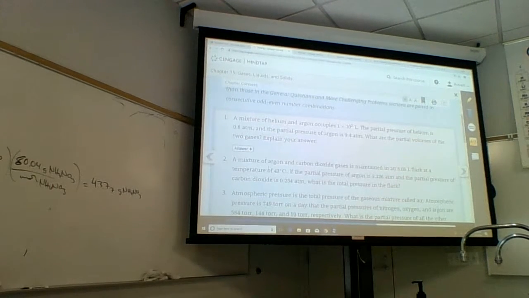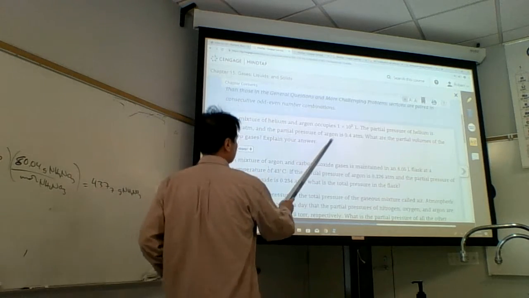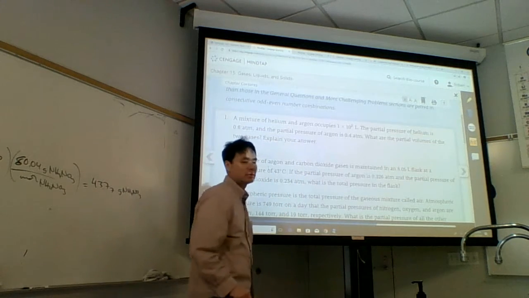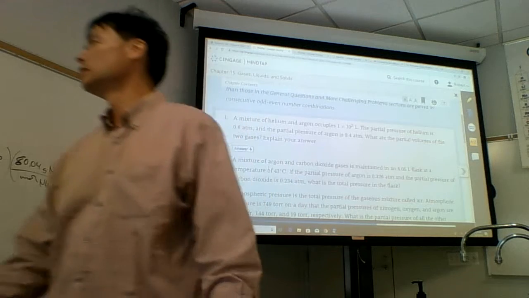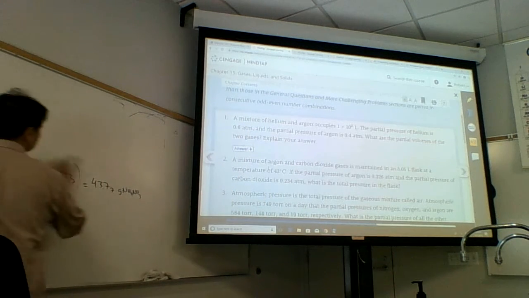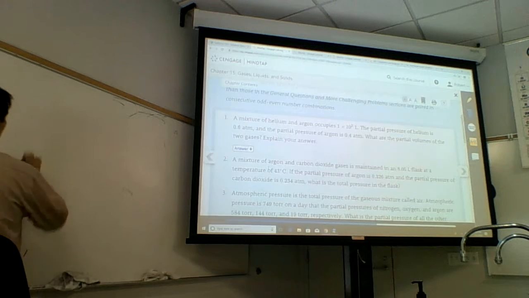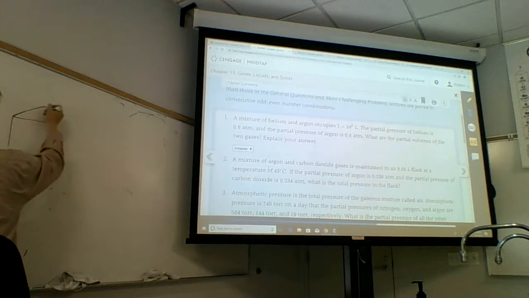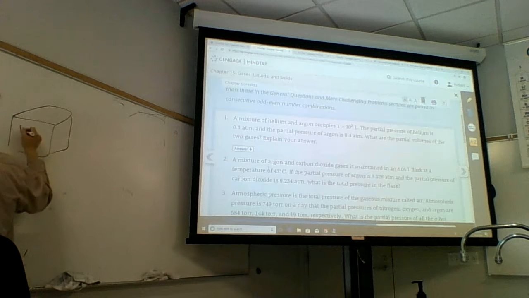Since we're on the topic of gas mixtures, let's answer the gas mixture problem from chapter 15 now. A mixture of helium and argon occupies 1 times 10 squared liters, 100 liters. So we have a 100-liter container of helium and argon.